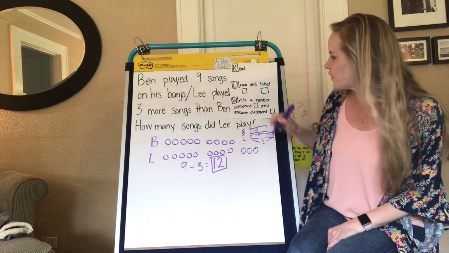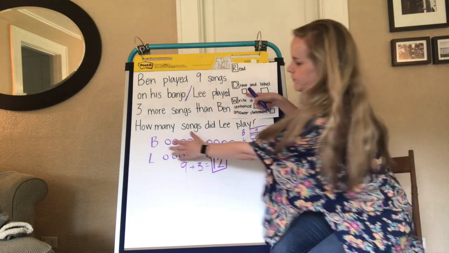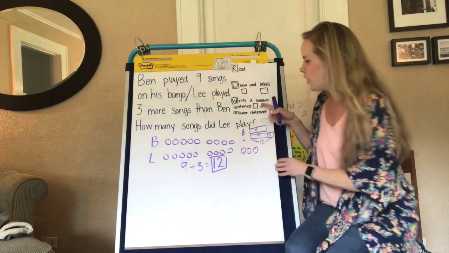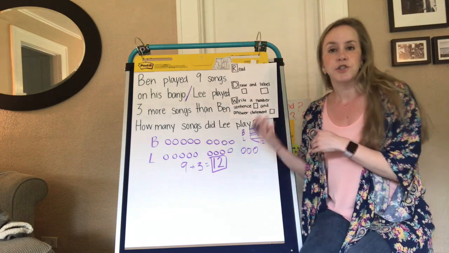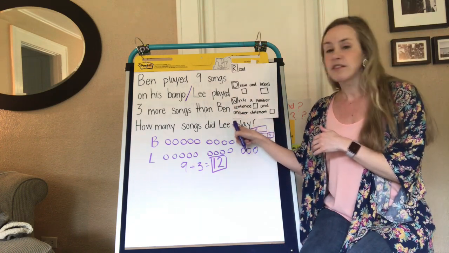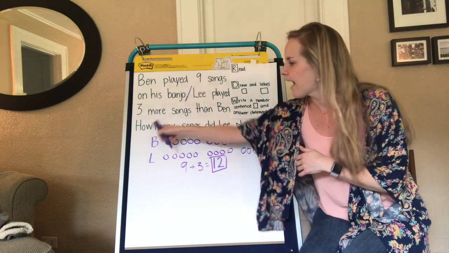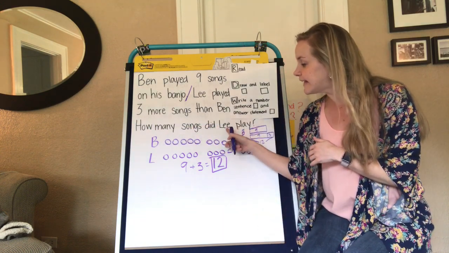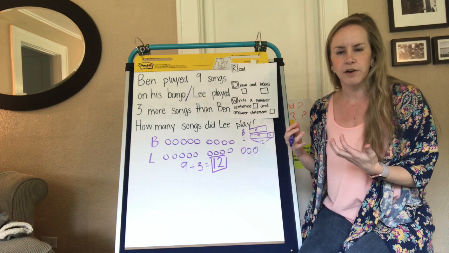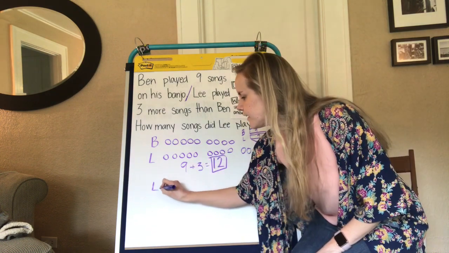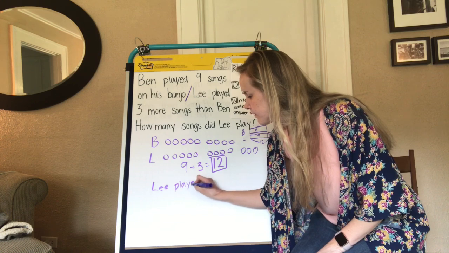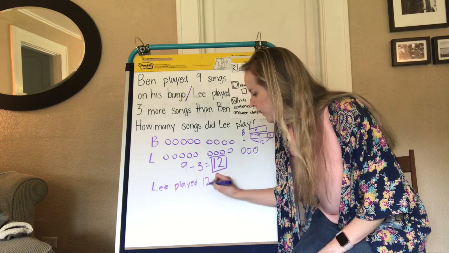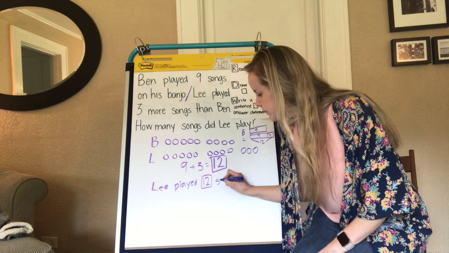All right, so we did draw and label. So here's our draw and our label. We did a number sentence, and now we need an answer statement. To do my answer statement, I look at what the question was. How many songs did Lee play? And I'm going to answer that question. Lee played 12 songs.